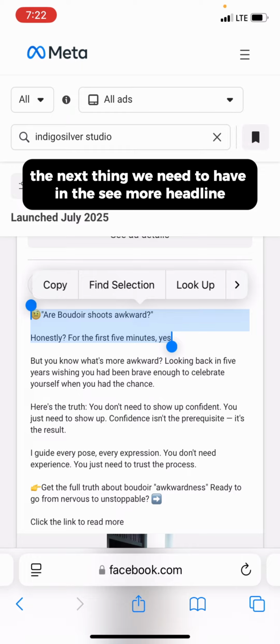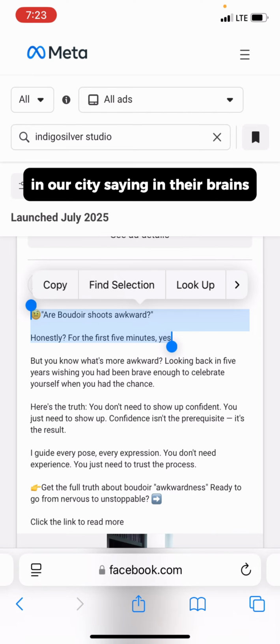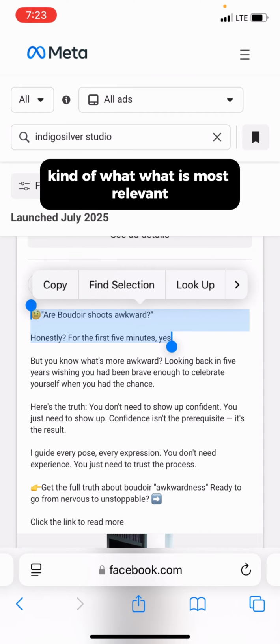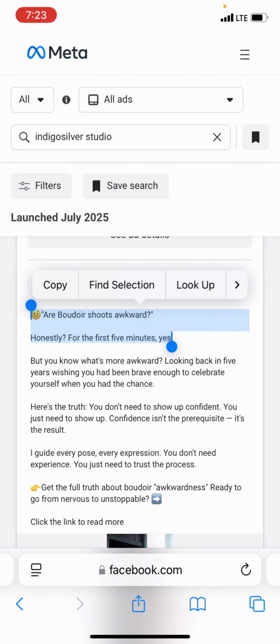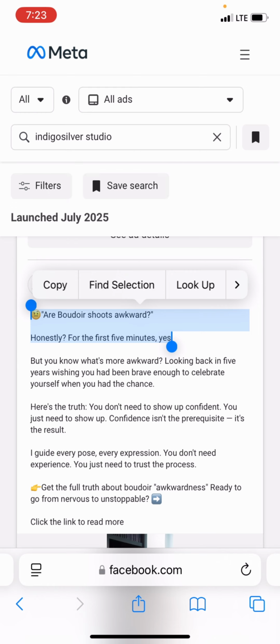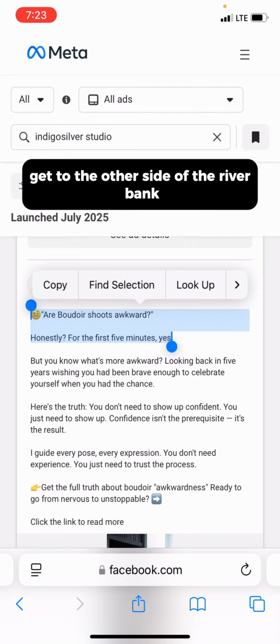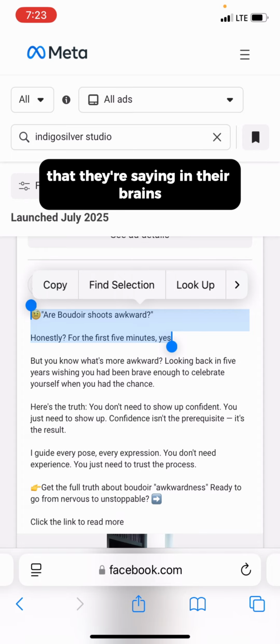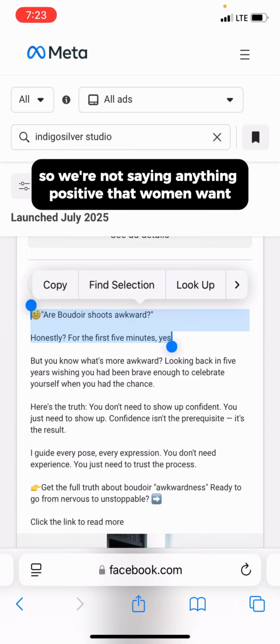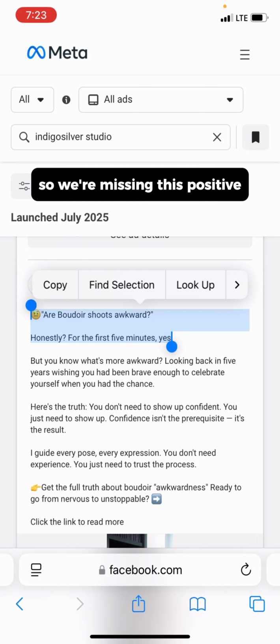All right, the next thing we need to have in the Seymour headline is a positive. What positive thing are women in our city saying in their brains? And yeah, we test all these things. The data tells us where to go, what is most relevant. So we do not need to be mind readers. So what's a positive thing women are saying in their brains that they want to get to? Kind of like they want to cross the river, get to the other side of the riverbank because they have this positive thing that they're saying in their brains that they want. So are we saying that here? No. We're not saying anything positive that women want. So we're missing this positive.